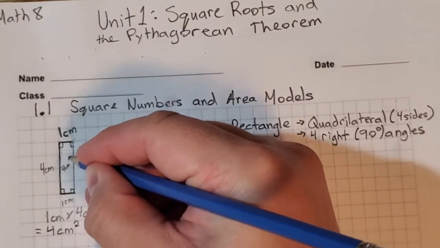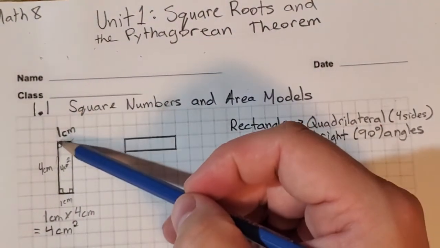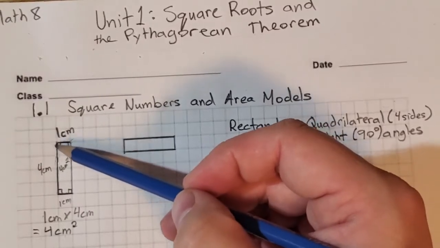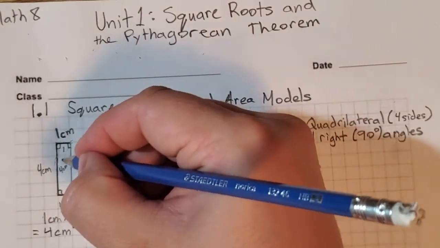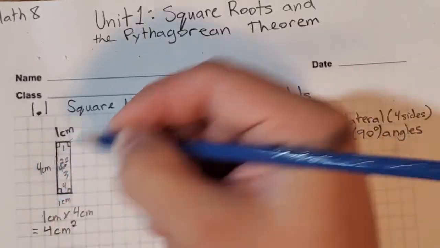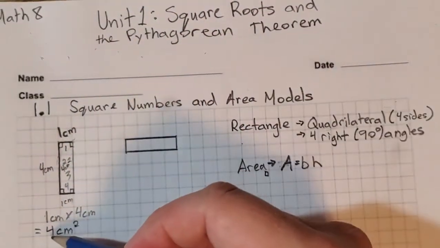It's 4 centimeters squared. And if you count how many centimeters squared there are: here is 1 centimeter squared, here's 2, here's 3, here's 4. That's how many squares are in here, and that's what our answer is.